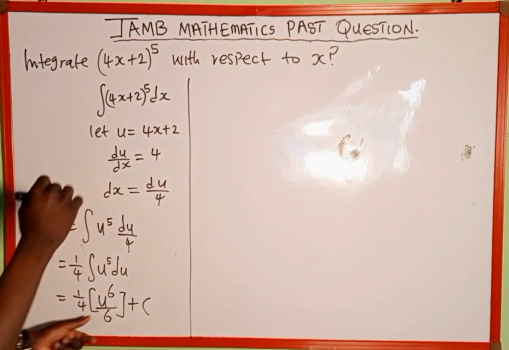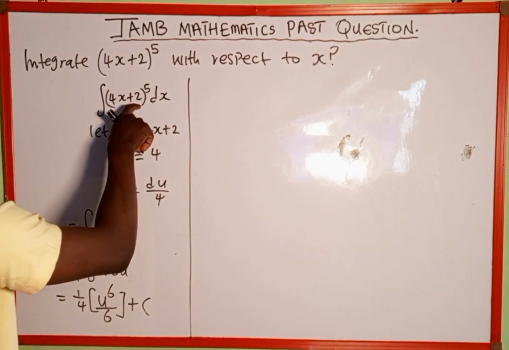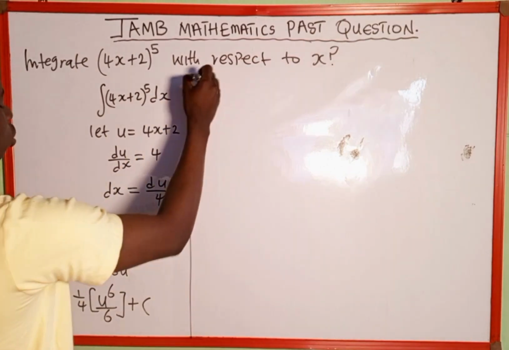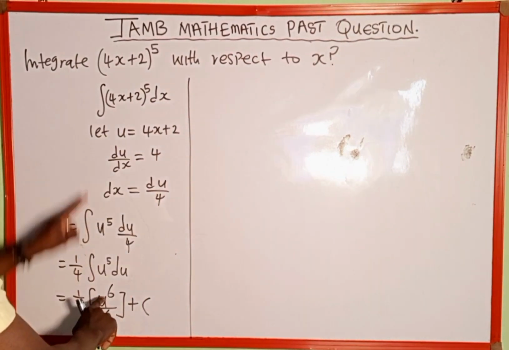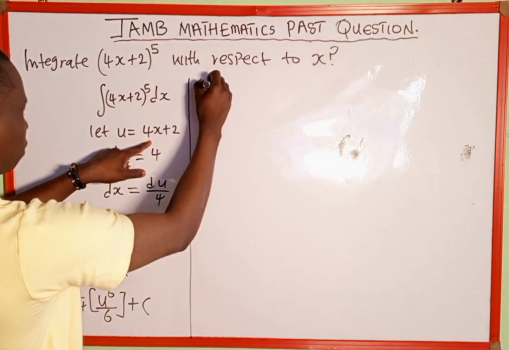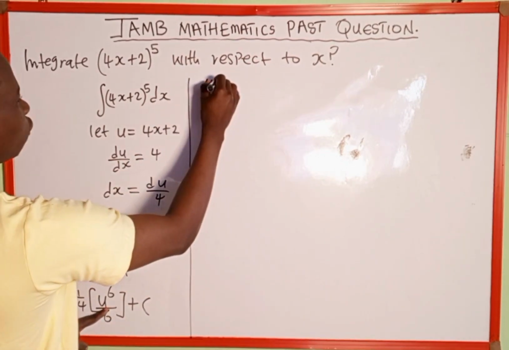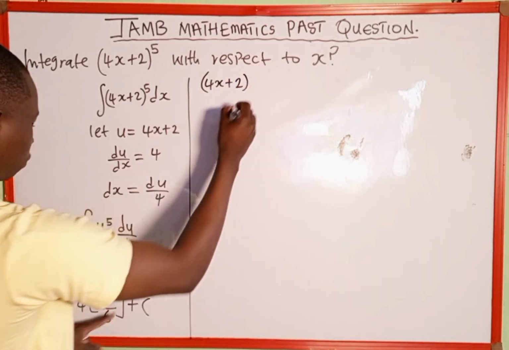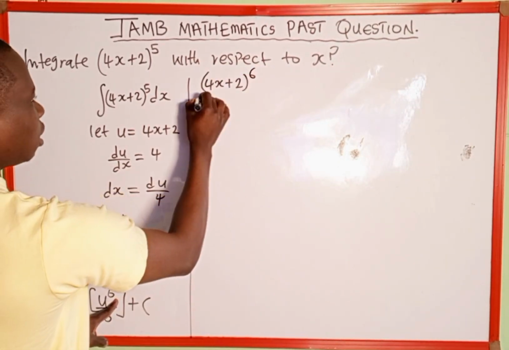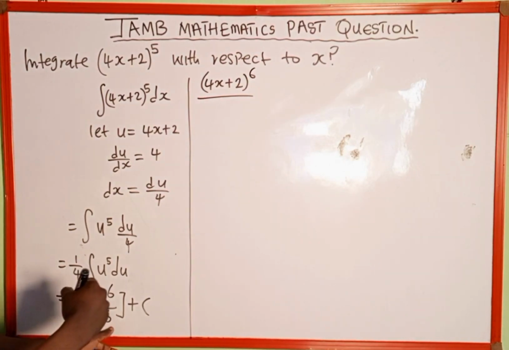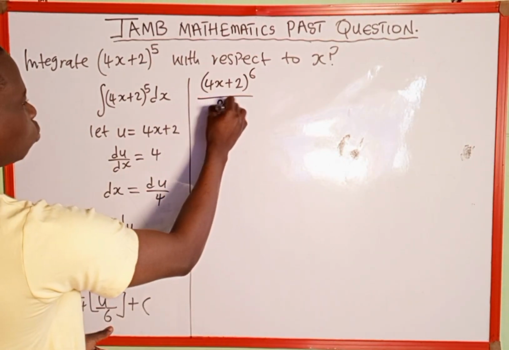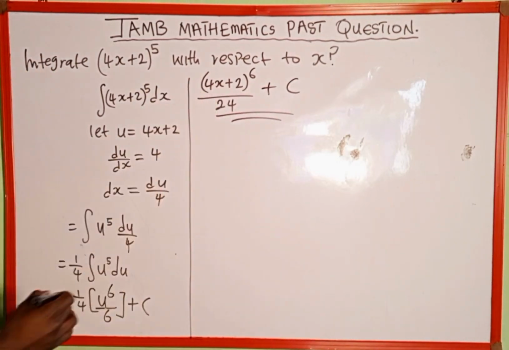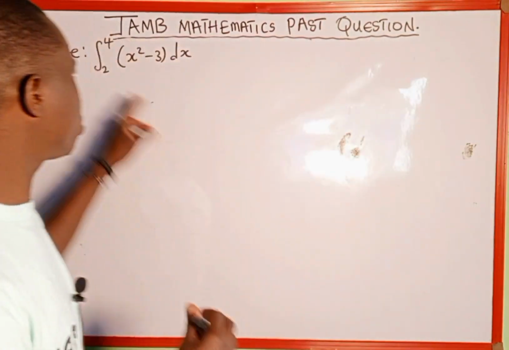But remember, we let u be 4x plus 2. 1 multiplied by u to the power of 6 is the same as u to the power of 6. We let u be 4x plus 2, so we replace it back here. So this is going to be 4x plus 2, raised to the power of 6, then everything all over 4 multiplied by 6, which gives us 24, then plus the integration constant. So this is the integration of this function with respect to x.